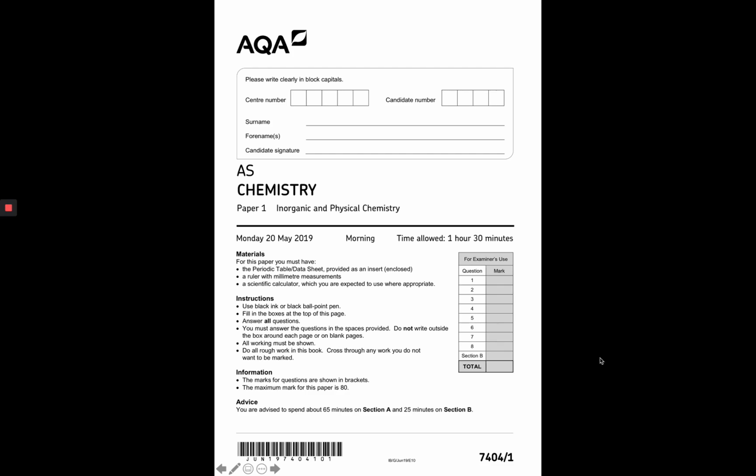Okay, so we're going to look at the 2019 paper 1 for AQA AS chemistry. We're going to look at what the correct answers were, but also consider how you might have approached particular questions, or things to think about for similar questions in the future.